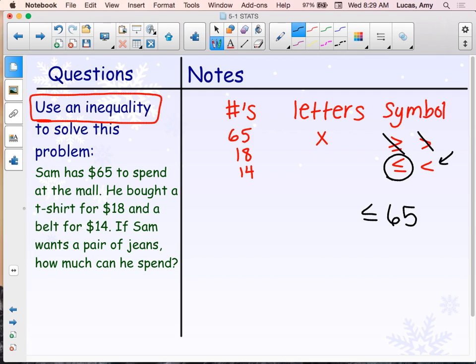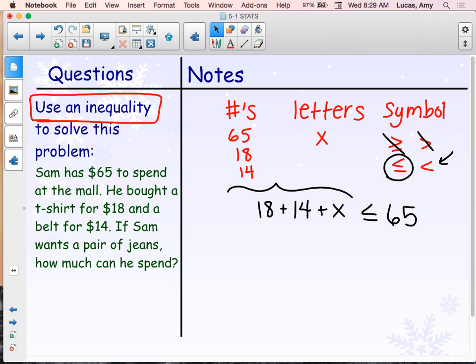This less than symbol would be good if it said that he had to have change, like he had to have some money left over, like he can't spend everything he's got, but this doesn't say it. It says he has $65 to spend at the mall. So he can spend 65 or less, so less than or equal to 65. Now on this other side, I want all the stuff that he's going to buy. So he bought the t-shirt, and he bought the belt, and he wants to buy some jeans. So these would have to add up to less than or equal to $65. So this is my inequality that I'm going to solve.